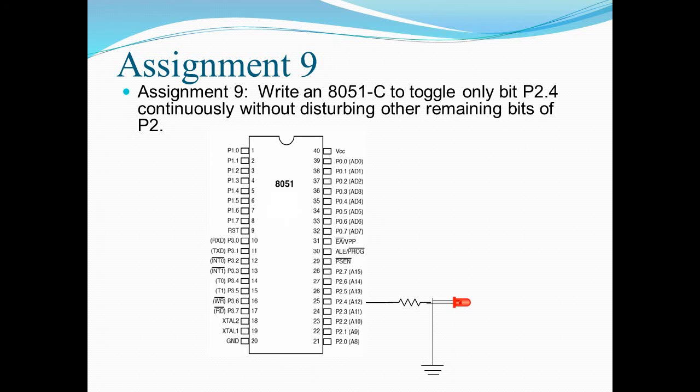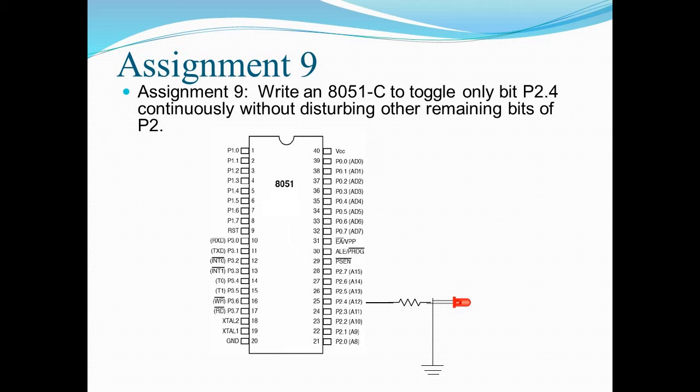Number 9, what we have to do is write an 8051 C program to toggle bit P2.4 continuously without disturbing the other remaining bits. So here we have to toggle only P2.4, meaning port number 2 and line number 4, and the rest of the bits will be in idle condition. So we don't have to disturb other bits.